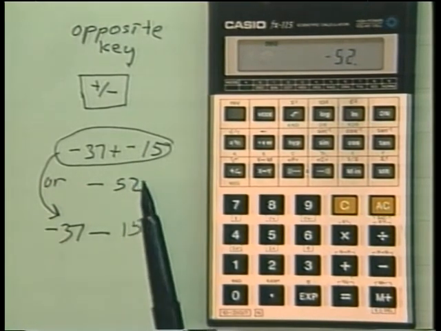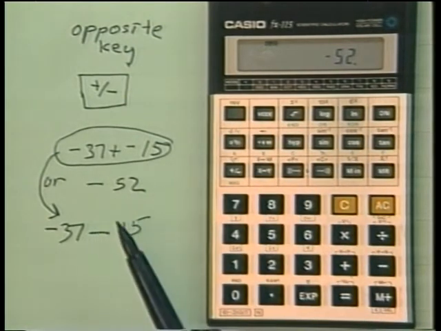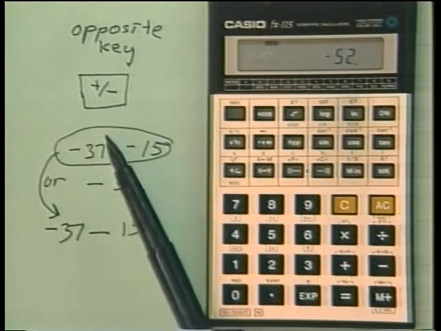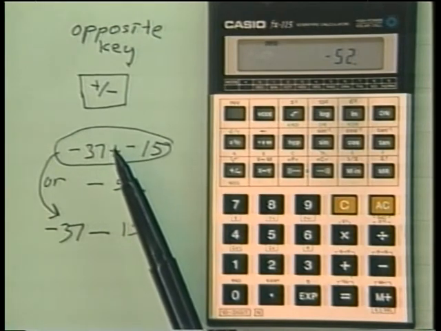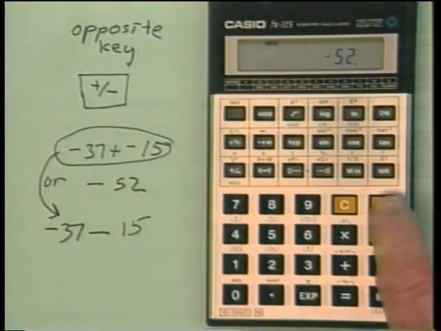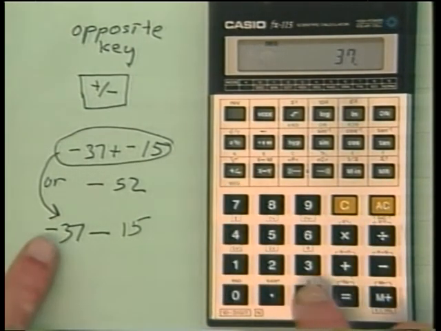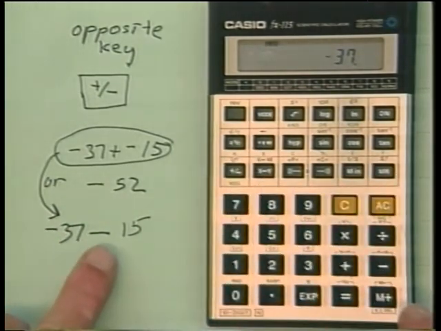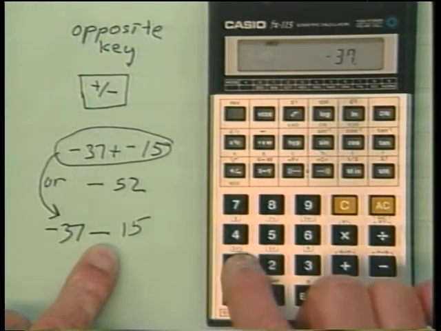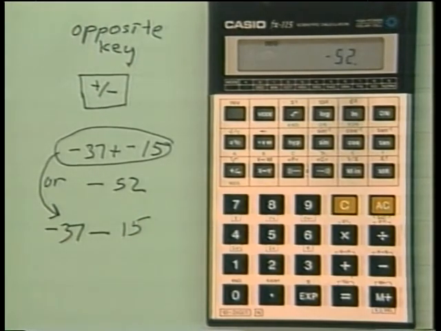But there will be many times, particularly with a calculator, where rather than changing a subtraction to addition, you want to change an addition, at least mentally, into a subtraction. So this says 37, change signs, now subtract 15. So subtract 15 equals, and sure enough, the same results.